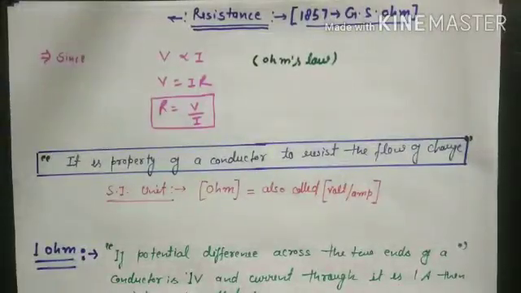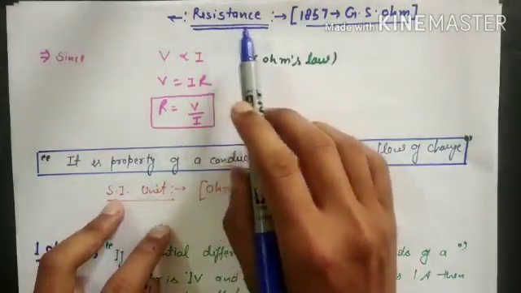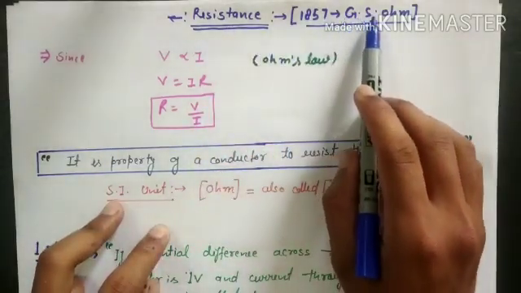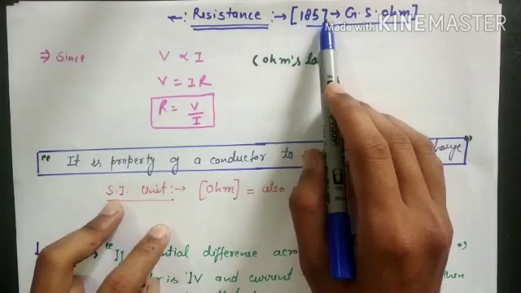So students, in the last video we discussed Ohm's law. In this video we will cover the topic of resistance. As you can see here, the term resistance was first introduced by George Simon Ohm in 1857.